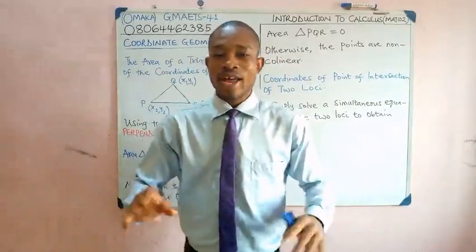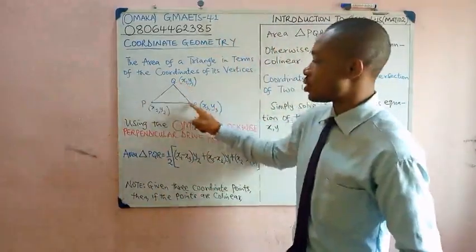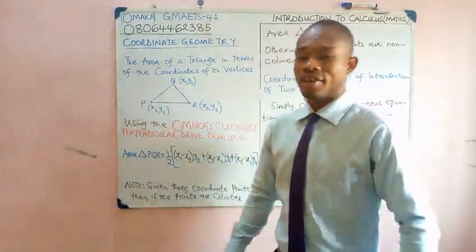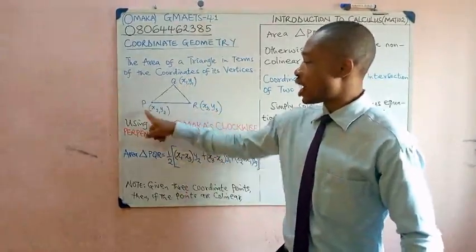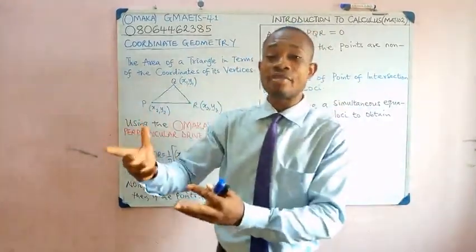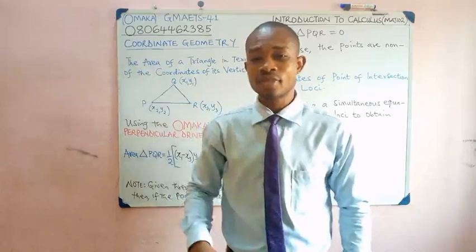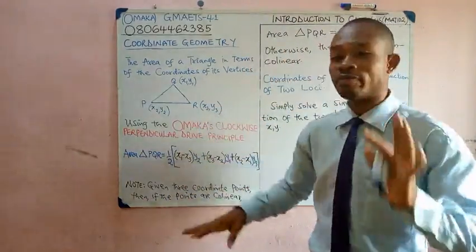We now want to look at how we can obtain the area of a triangle given the coordinates of the vertices. That's the point where two sides of a triangle meet. You can see that at point Q you have x1, y1, at point R you have x3, y3, at point P you have x2, y2. After analyzing this, using what we know about the area of a triangle, which is half base times height, I came out with a principle I call the Omak's clockwise perpendicular drive principle.